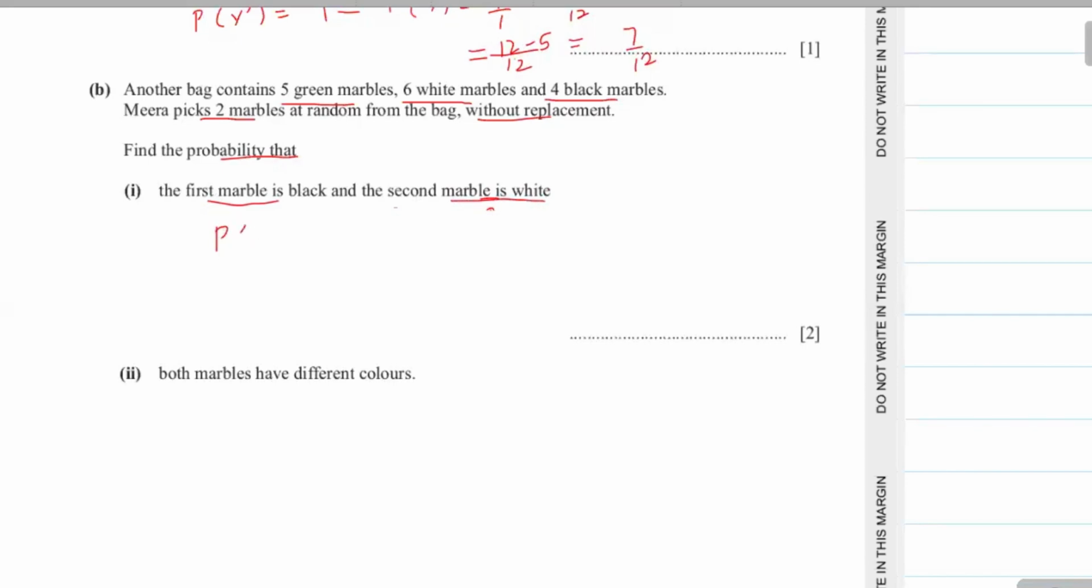Therefore, the probability will be equal to the probability that the first marble is black, times the probability of the second marble being white given the first is already taken. We can write P of W2 over B1, and here the probability of B1 equals the number of black marbles, which here are 4, out of total marbles. Total marbles here are 5 plus 6 plus 4 plus 2, which is 15. We write 4 over 15.